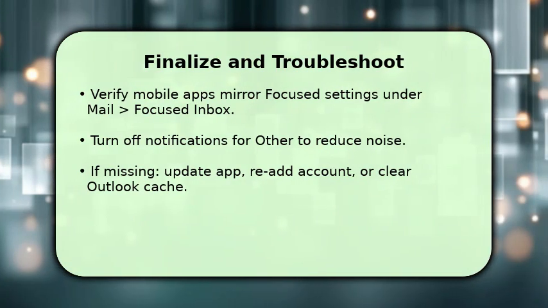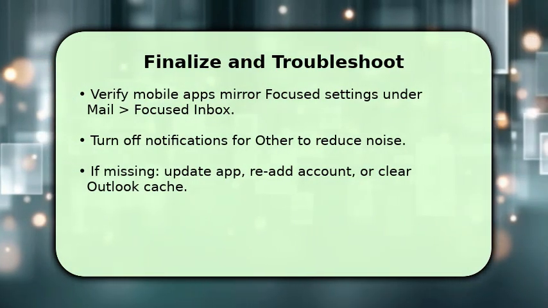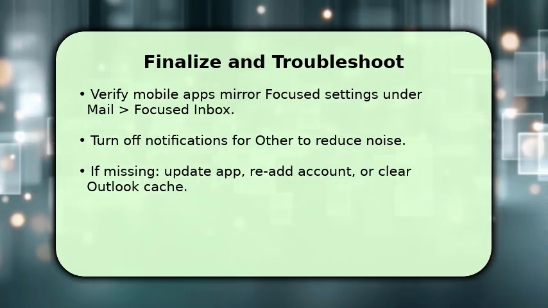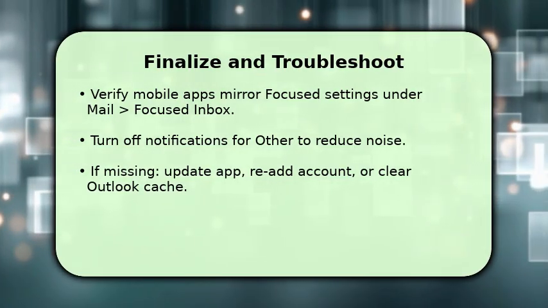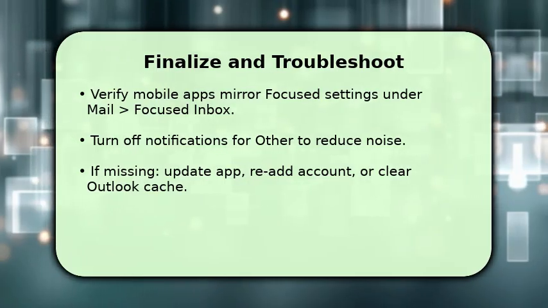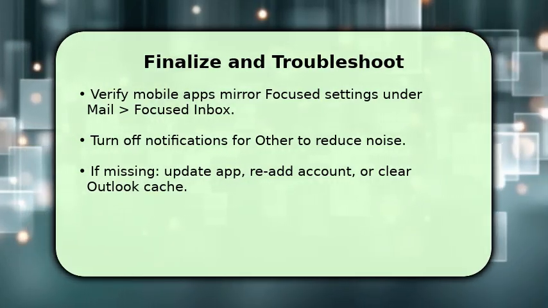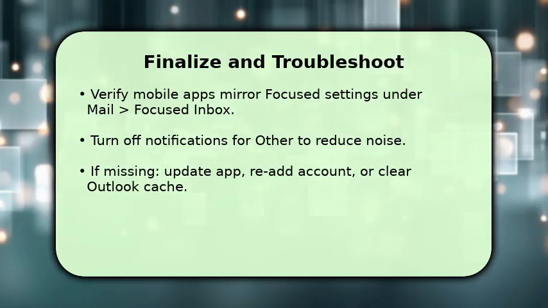You finish by syncing settings across devices so your phone and tablet mirror desktop sorting. Check mobile Outlook under Mail settings, and enable Focused Inbox there. Make sure notifications are tuned, and disable other alerts to cut interruptions.